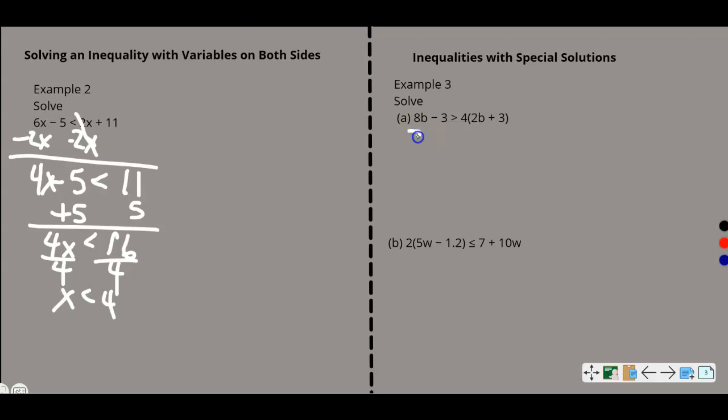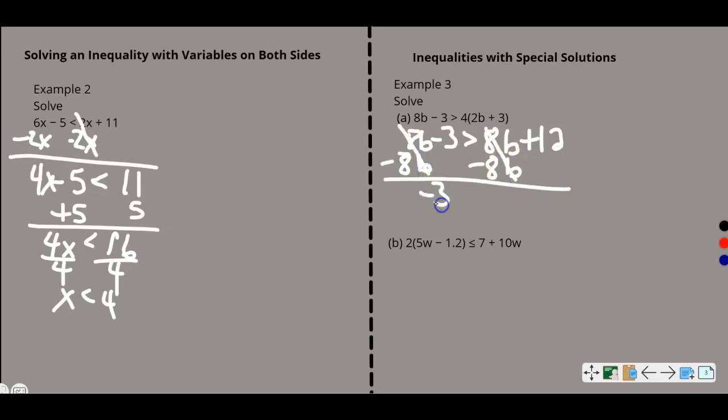The first thing we're going to do here is distributive property. So 4 times 2b is 8b, and 4 times 3 is 12. All right, I have 8b on both sides, so I'm going to subtract 8b. So I have negative 3 is greater than 12.